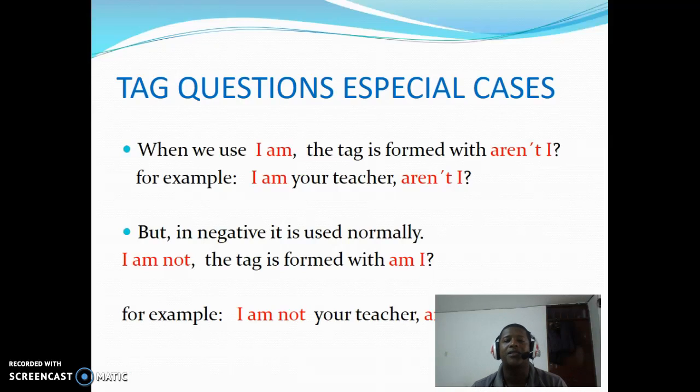Okay, let's see the other example, but in this case, the statement is going to be negative: I am not. But in negative, it is used normally. I am not, so the tag is formed with am I. Example: I am not your teacher, am I? So we are using it normally because I'm using negative. So we can use am I in the tag. But remember, if I'm using I am in affirmative, the tag is formed with aren't I.